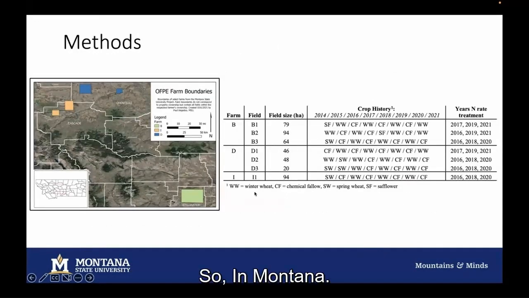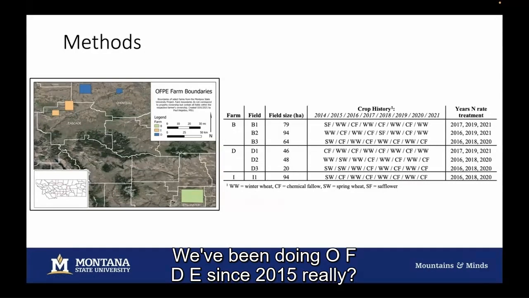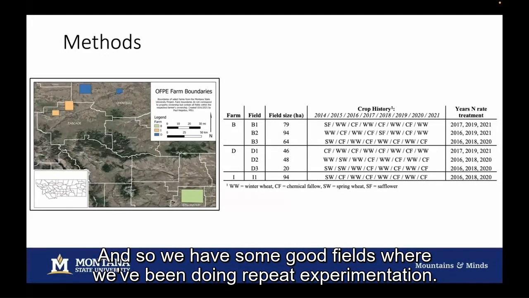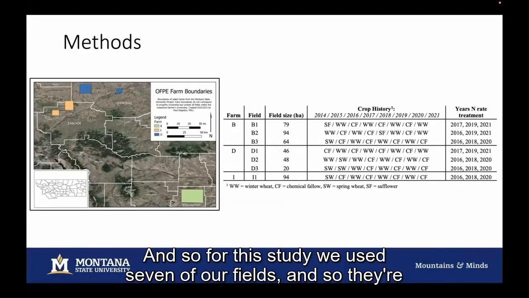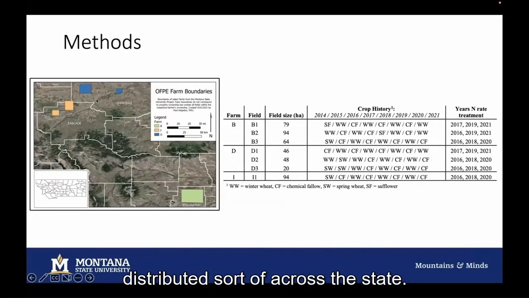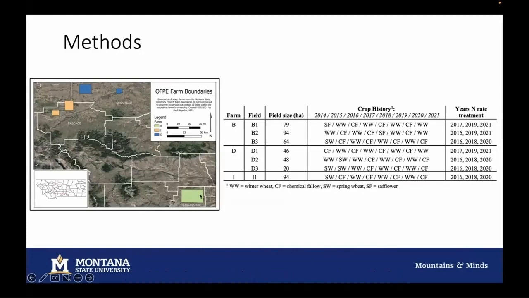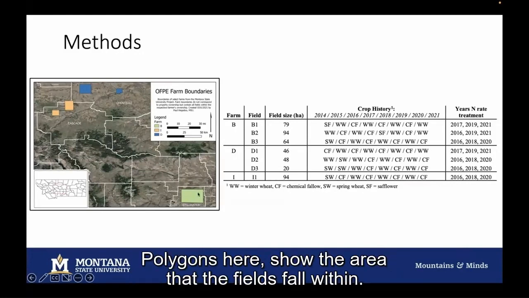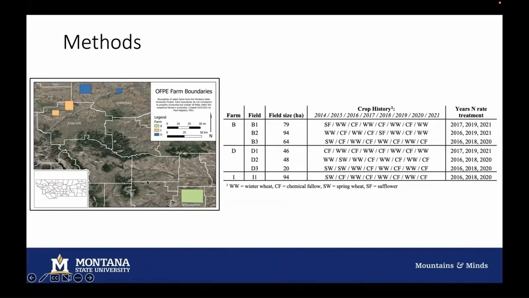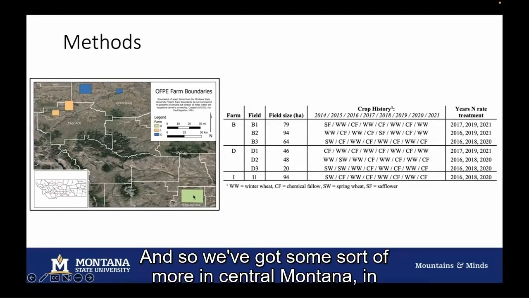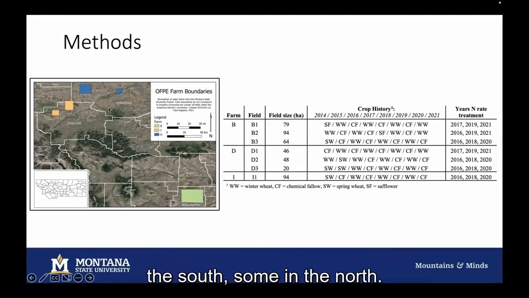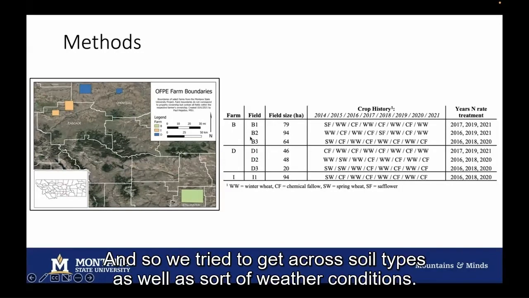So in Montana, we've been doing OFE since 2015, really. And so we have some good fields where we've been doing repeat experimentation. For this study, we used 7 of our fields, and they're distributed across the state. These polygons here show the area that the fields fall within. We've got some more in central Montana, in the south, some in the north. And so we tried to get across soil types as well as weather conditions.